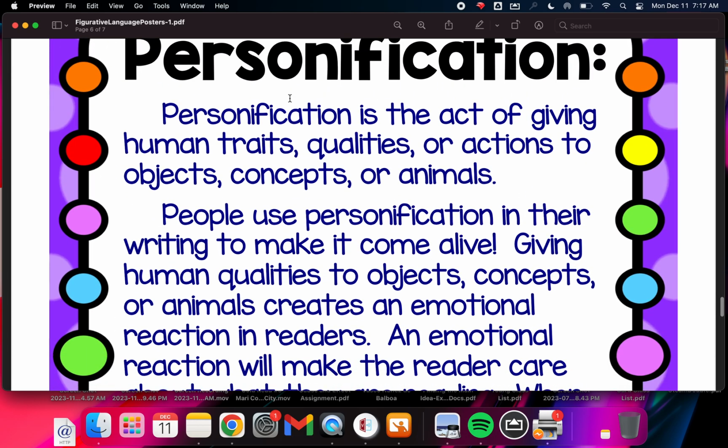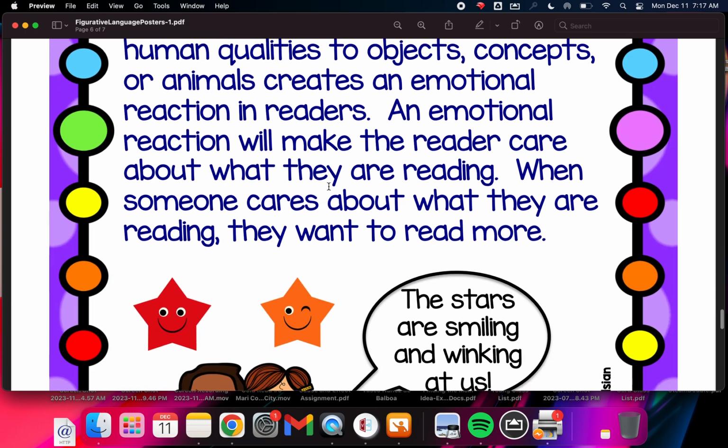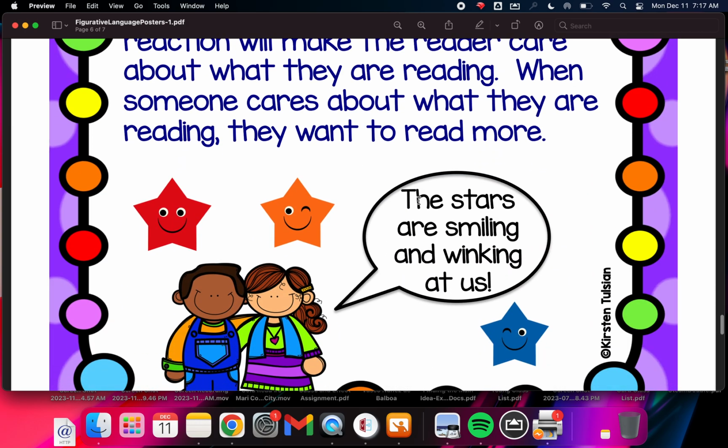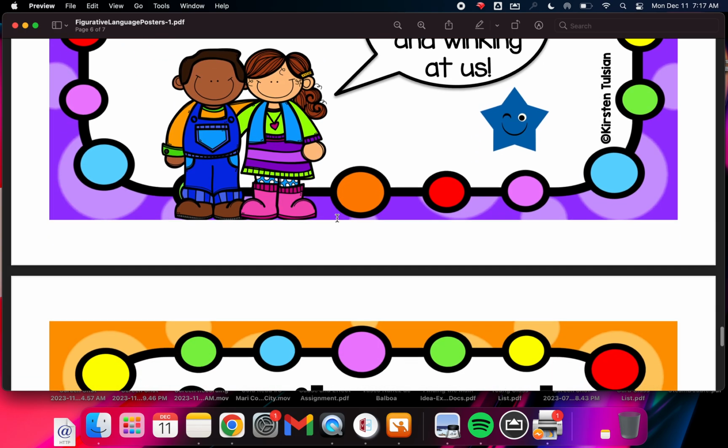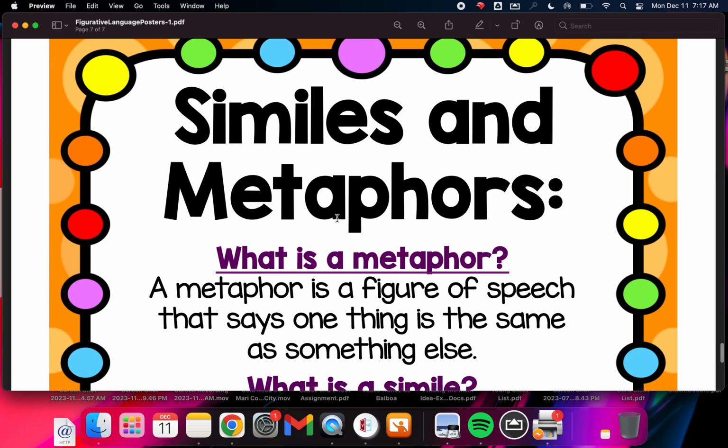Make sure you've written personification, that it's giving human traits or qualities or actions to objects, concepts, and animals. And then you can give this example down here of the stars are smiling and winking at us as your example for that one. Similes and metaphors. I would suggest that you split this in between two boxes. So instead of saying similes and metaphors in the same box, you could put them in two separate boxes. If you want to put them in the one box, that's okay too.